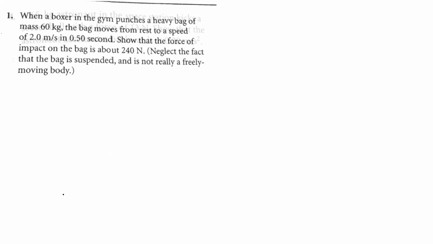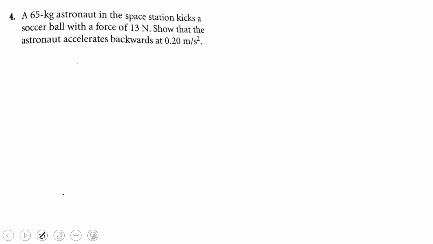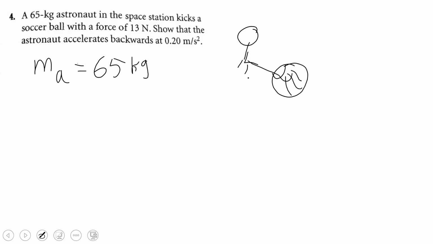Okay, now listen. Question 4. A 65 kilogram astronaut in the space station kicks a soccer ball with a force of 13 Newton. So there's a man here who kicks the ball with a force equal to 13 Newton. Show that the astronaut accelerates backward at 0.2 meter per second square.